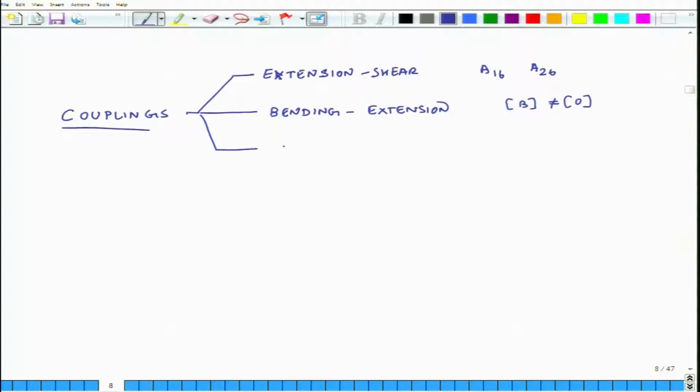And the third coupling we had discussed was bending twisting. You try to bend something, but it not only bends, it also tries to twist, and vice versa, and this happens when D16 and D26 are not equal to 0. So, again we will explore how we can reduce or eliminate the effects of these terms also. So, we will start with the simplest one. So, we will start with bending extension coupling.